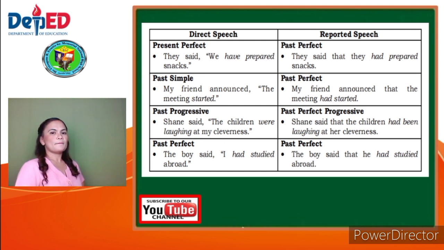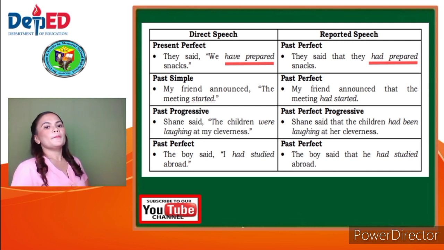Direct speech, present perfect: They said, "We have prepared snacks." Past perfect: They said that they had prepared snacks. Past simple: My friend announced the meeting started. Past perfect: My friend announced that the meeting had started.